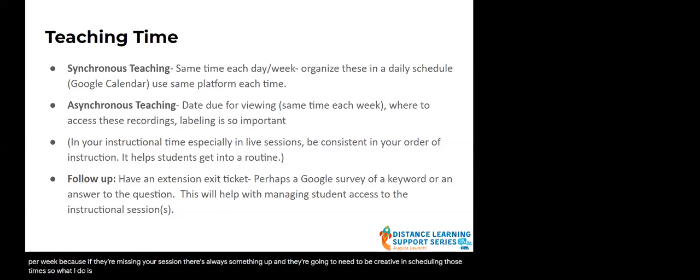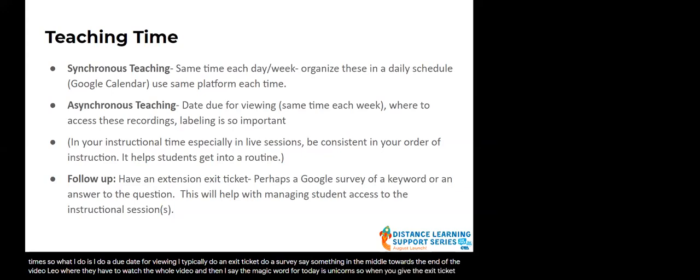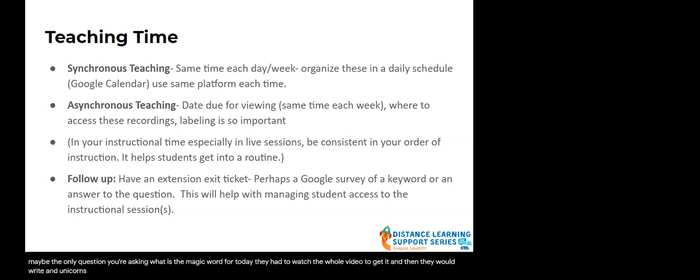So what I do is I do a due date for viewing. I typically do an exit ticket, do a survey, say something in the middle towards the end of the video where they have to watch the whole video. And then I say, the magic word for today is unicorns. So when you give the exit ticket, maybe the only question you're asking is, what is the magic word for today? They had to watch the whole video to get it. And then they would write unicorns. And if they get it wrong, or they didn't finish it, then they didn't get that attendance recaptured, since we are doing daily attendance.